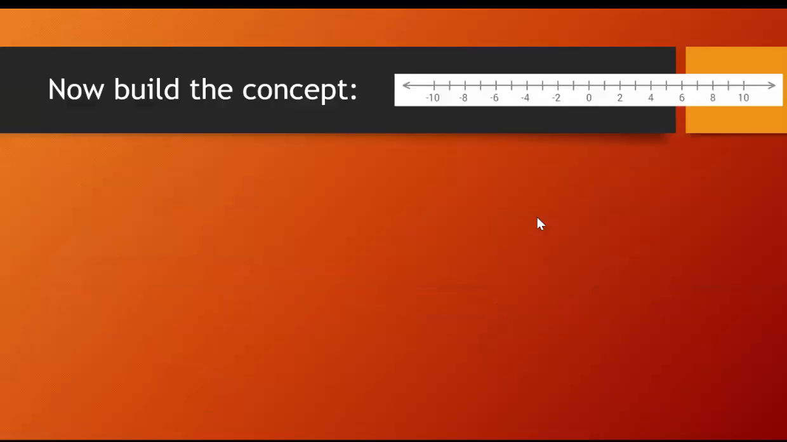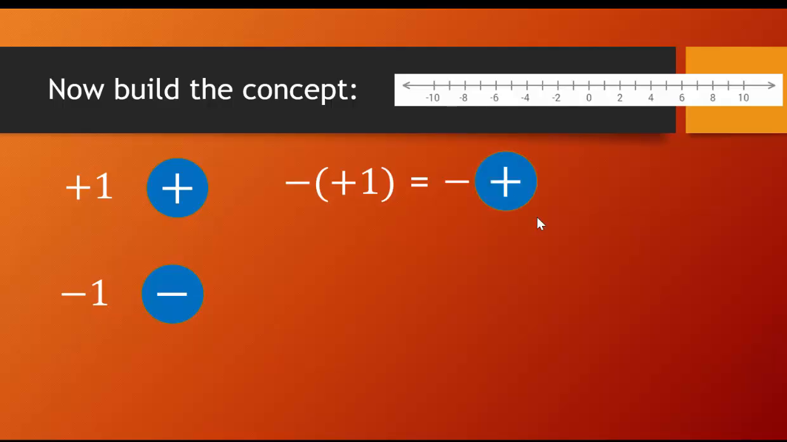All right. Next. Now, build the concept. So plus 1 meaning is 1 plus sign. Minus 1 or negative 1 is 1 negative sign. Now, when I'm writing negative of, meaning is times, negative times positive 1. So that means you have a negative with the positive sign. So that will make it negative sign. So that means negative times positive 1 is just a negative 1.